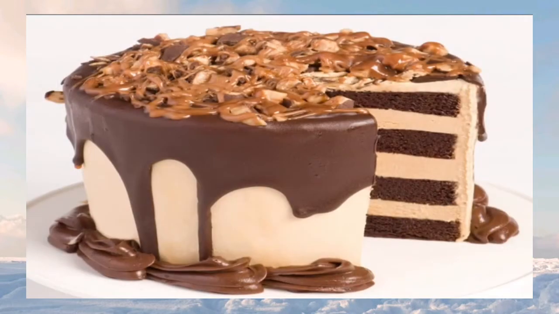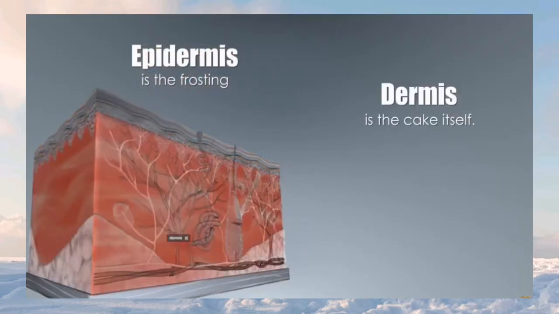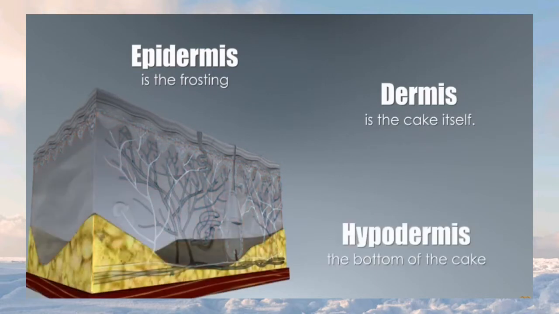We can compare our skin to a piece of cake. Epidermis is the frosting. The dermis is the cake itself. And the subcutaneous, or hypodermis, is the bottom of the cake connecting to the pan.